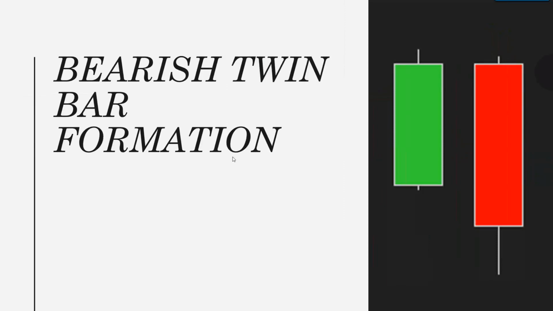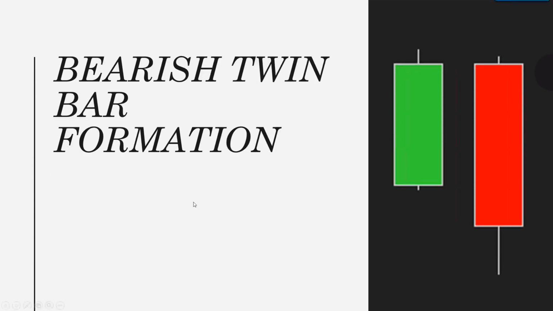Then we have the bearish twin bar formation to the downside. In this case, we have a bullish bar followed by a bearish bar. The next price bar should go down. And all it is telling you is they pushed price up, sellers came in and said, no, you're not, and they're taking it straight back down.